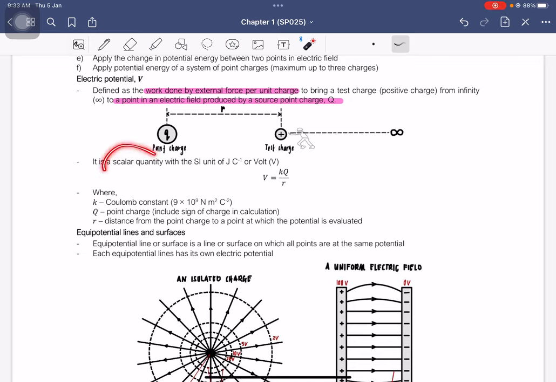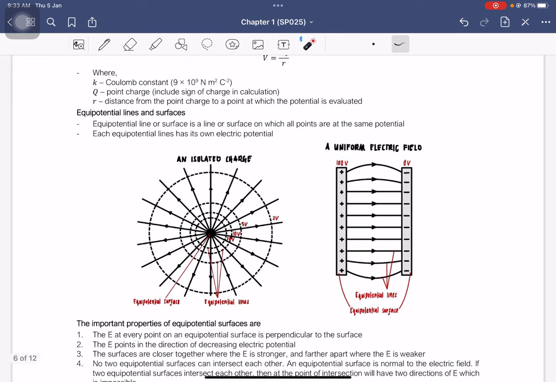It is a scalar quantity with the SI unit of joule per coulomb ataupun volt. So it can be calculated using this equation here, where K is the Coulomb's constant, Q is the point charge, include the sign of charge in calculation, okay? So for electric potential, kamu perlu include lah, kalau dia negative, kamu perlu letak negative. And then R, which is the distance from the point charge to a point at which the potential is evaluated lah.